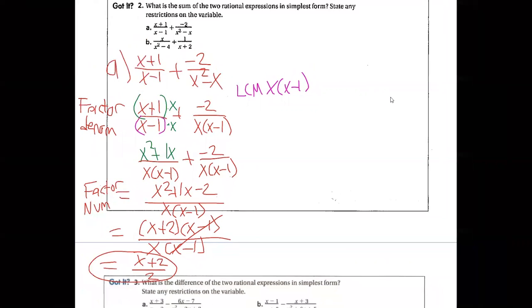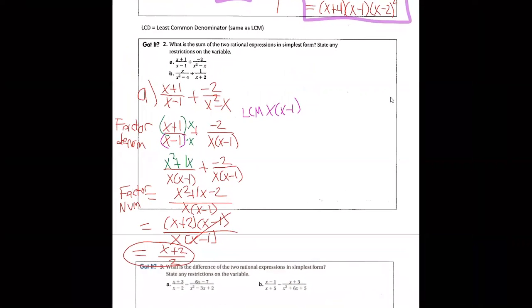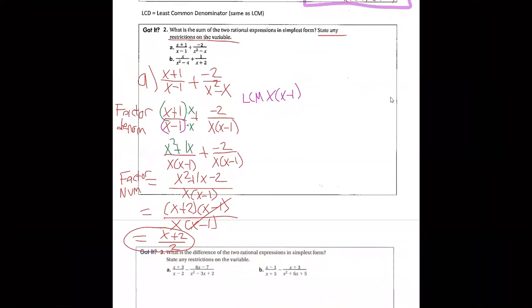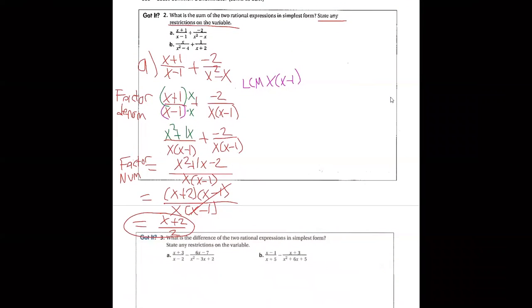One thing they asked in the directions that I didn't read at the beginning: so what is the sum? We found our sum. They want us to state any restrictions on the variable. So basically, what couldn't your x value equal? If you remember when we talked about holes and vertical asymptotes, the restrictions on the variable, what can't you plug in for x, is basically what that means. So our x couldn't equal 0.